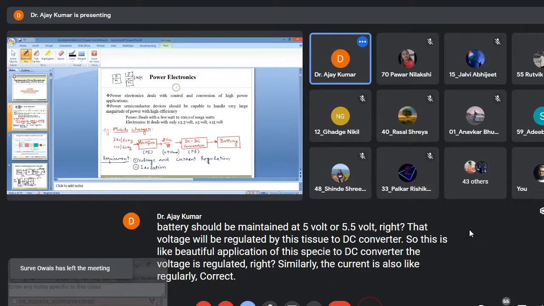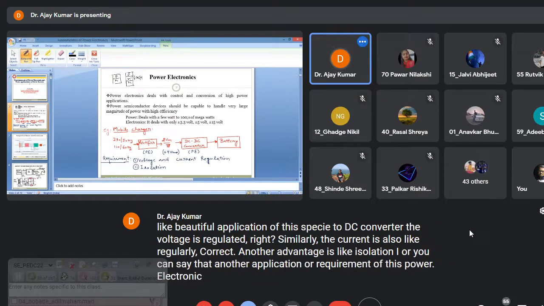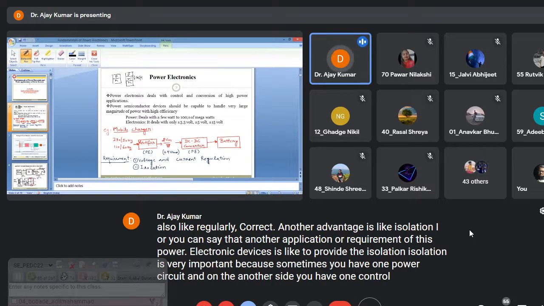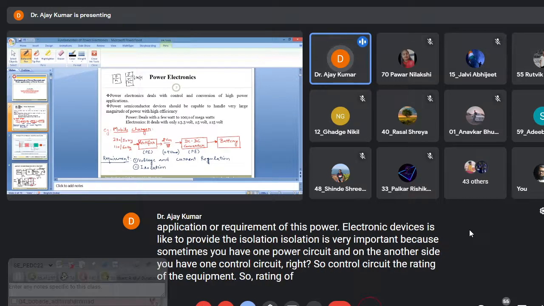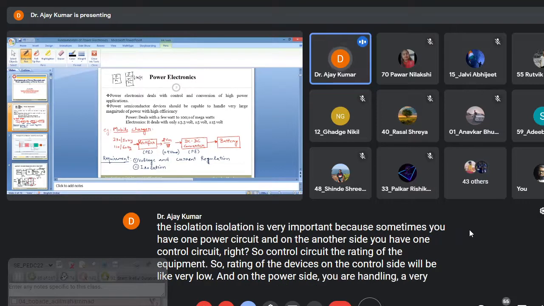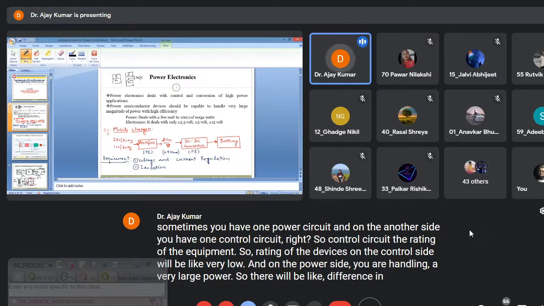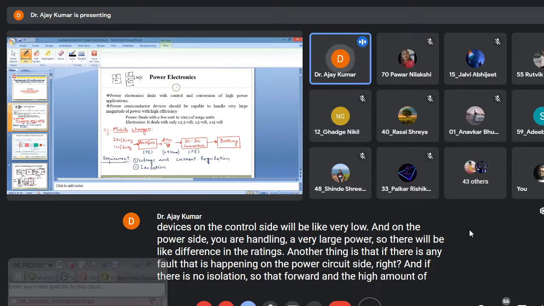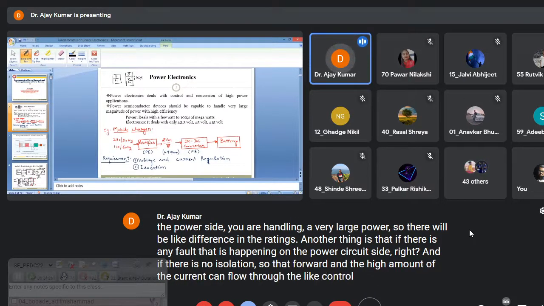Another advantage is isolation. Another requirement of these power electronic devices is to provide isolation. Isolation is very important, because sometimes you have one power circuit and on the other side you have a control circuit. The rating of the devices on the control side will be very low, and on the power side you are handling a very large power, so there will be a difference in the ratings. Also, if a fault happens on the power circuit side and there is no isolation, that fault and the high amount of current can flow through the control part. That can damage the control circuit also.